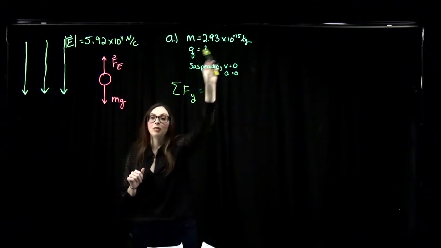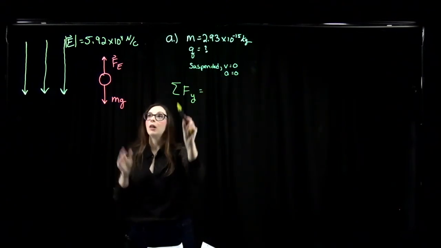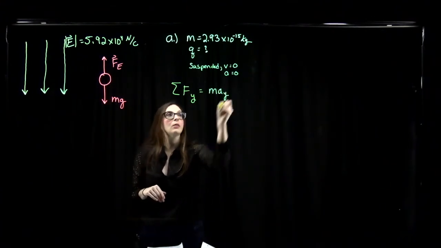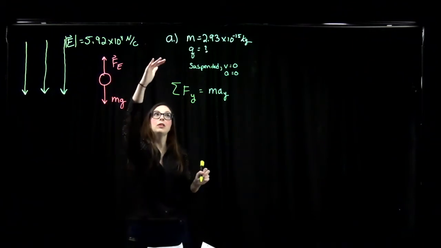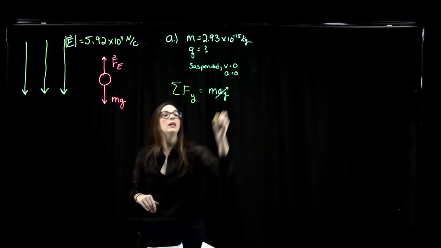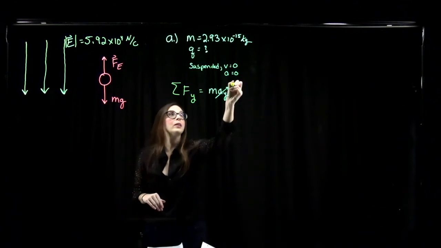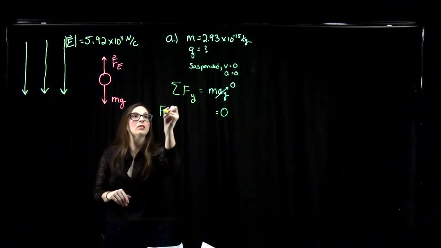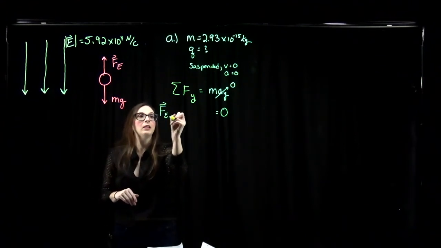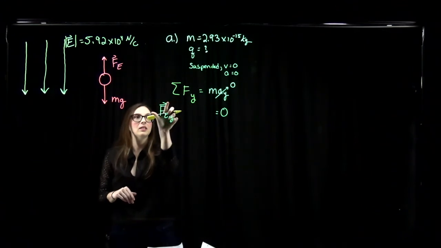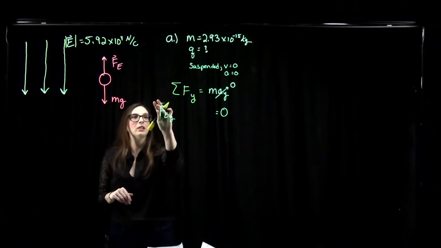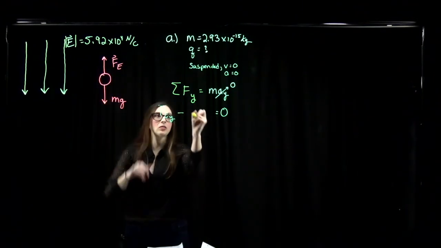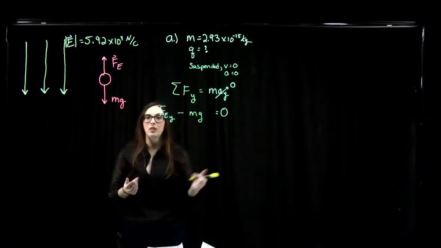For Newton's second law, for this mass, we've got the sum of all of our forces in the vertical direction equals the mass times the acceleration in the vertical direction. But for this problem, we are going to be suspended against gravity. We have no acceleration. So then we have that the electric force, and we're only operating in the y direction here, so I can remove my vectors, minus the weight of my mass, minus mg, has to equal 0.